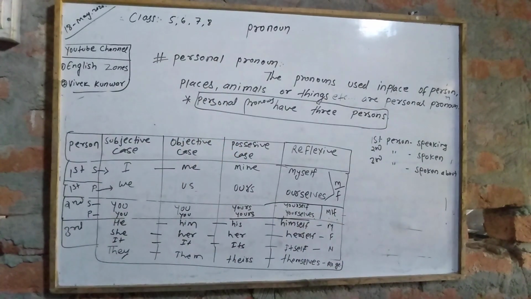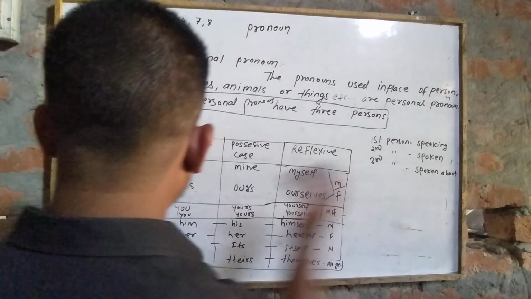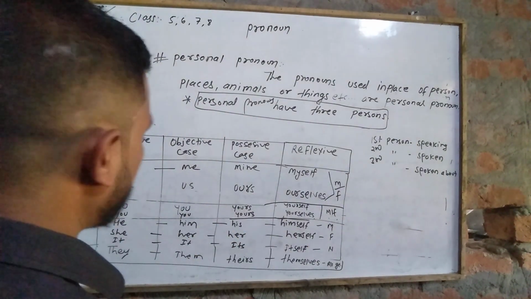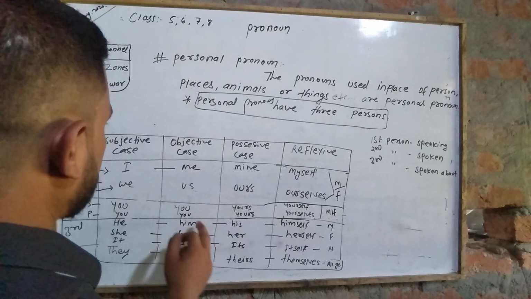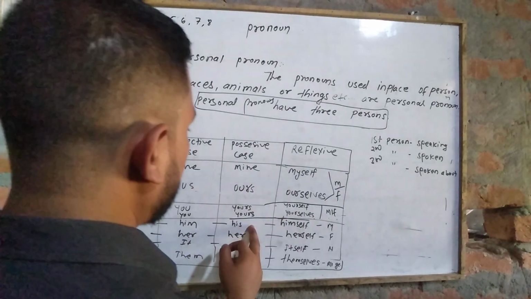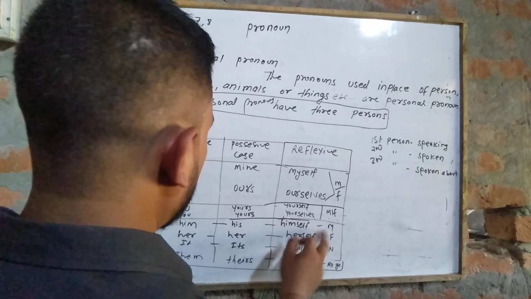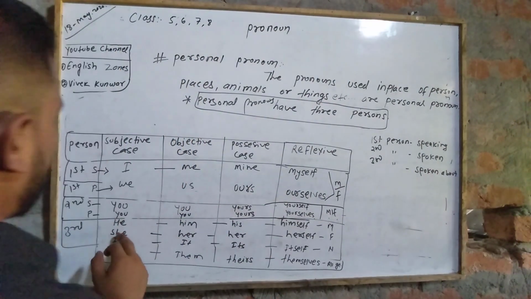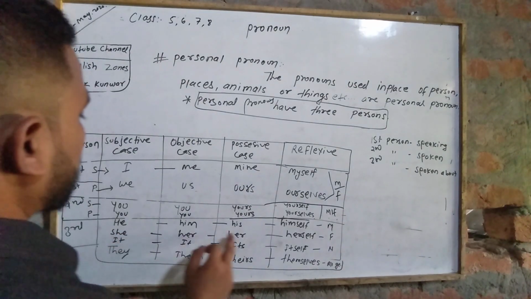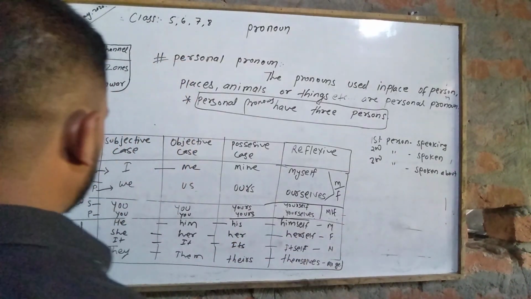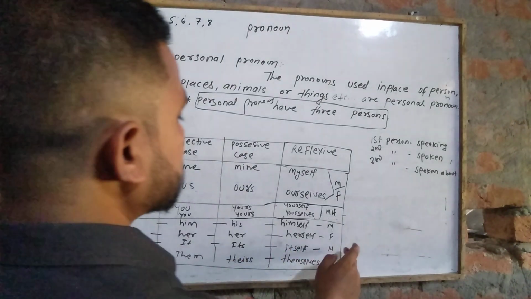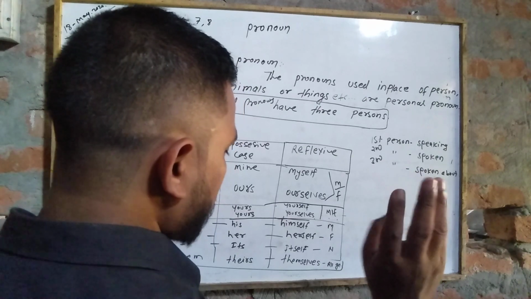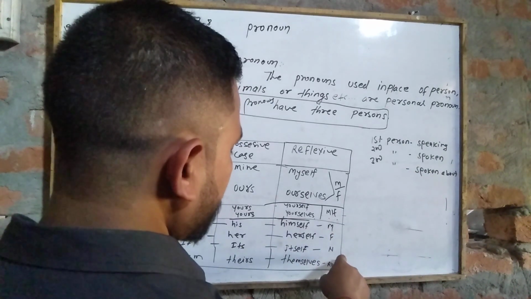Now the third person, spoken about. He, him, his, himself: boy, man. He is subjective case, objective him, possessive his, and reflexive himself. He, him, his, himself are used only with male. Like the opposite, she, her, herself is female. It, itself is neuter gender. I hope you understand there are four kinds of gender: masculine, feminine, neuter, and common.